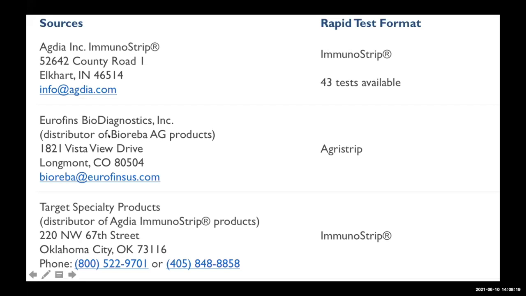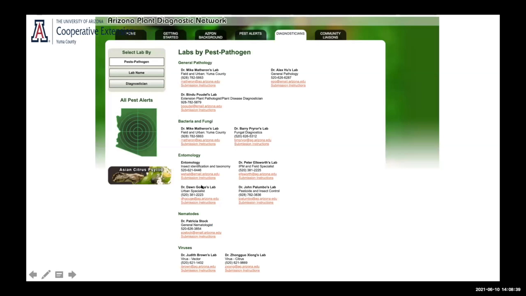We buy a lot from AgDia, but Eurofins also has quite a few tests available. They call theirs AgriStrip, and AgDia calls them Immunostrip. The last time I checked, AgDia has about 43 tests available. You can buy the Immunostrips yourself, or if you want to bring it to the plant clinic, we can test them for you.